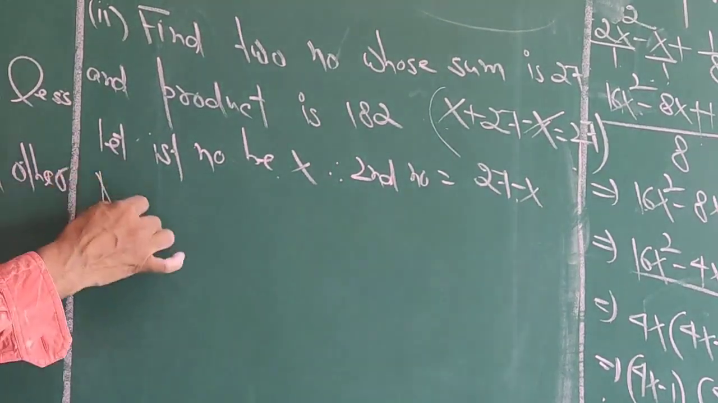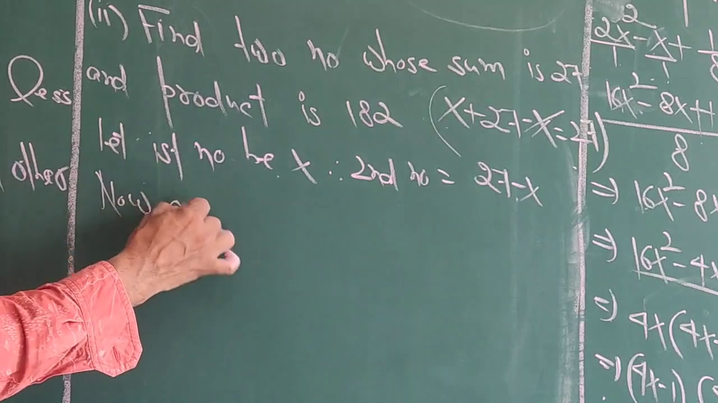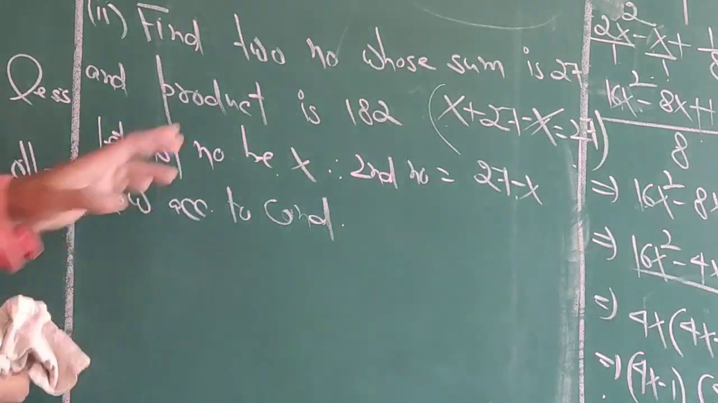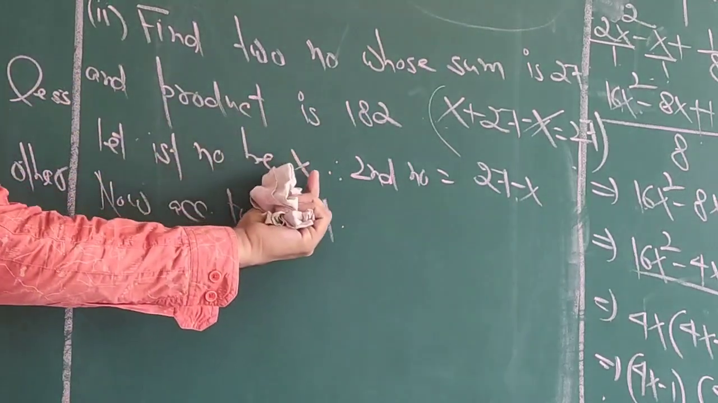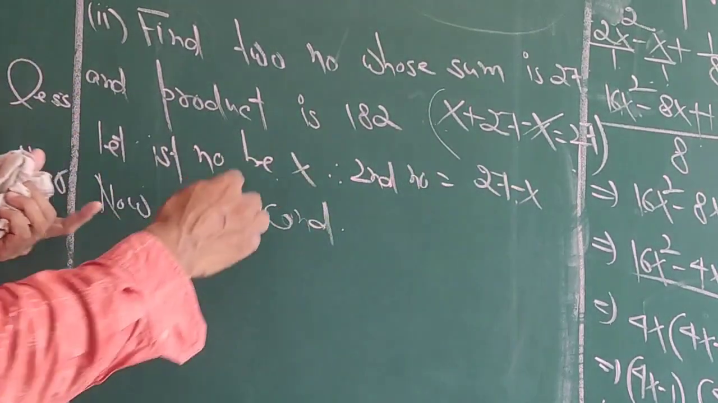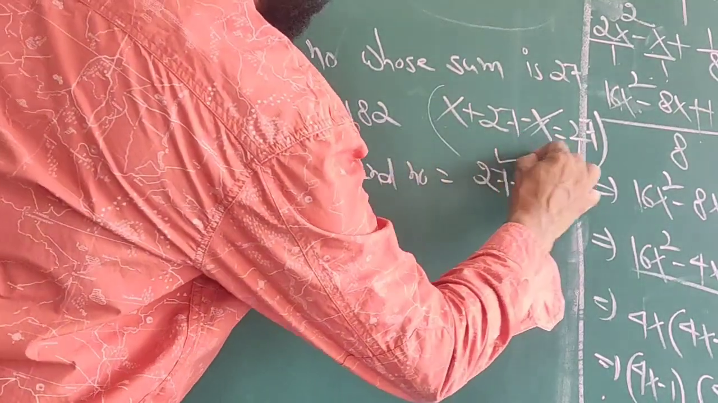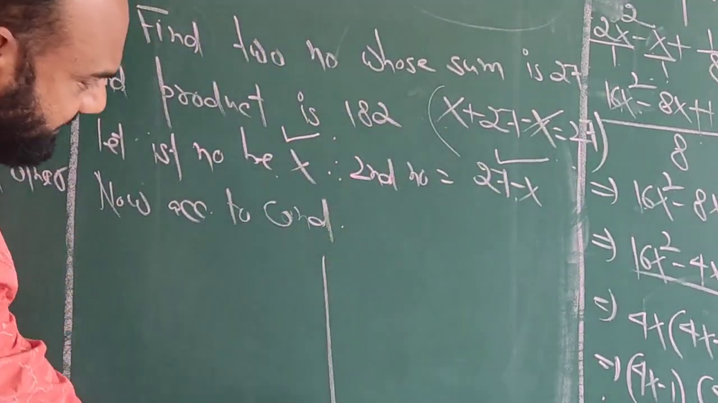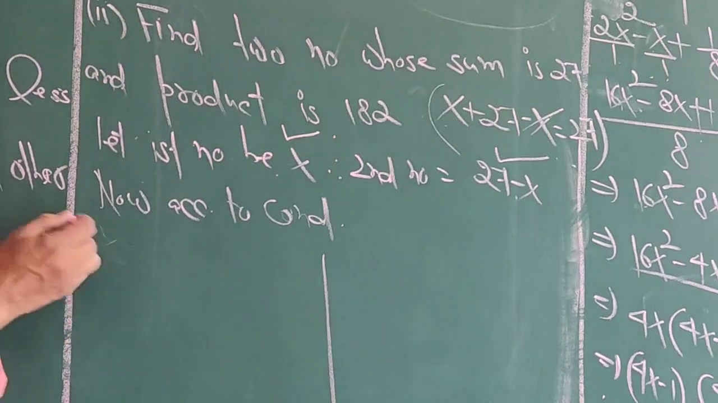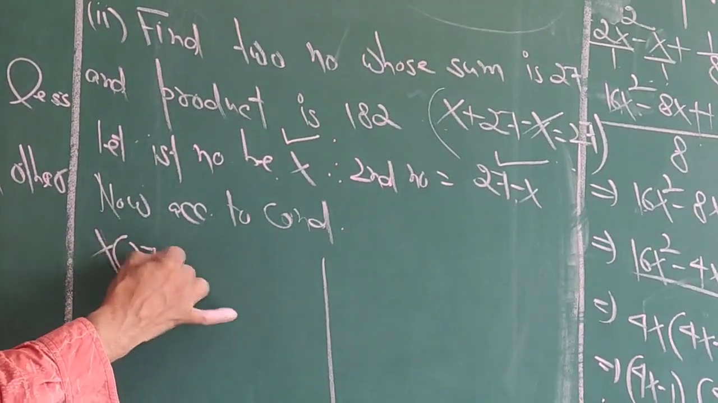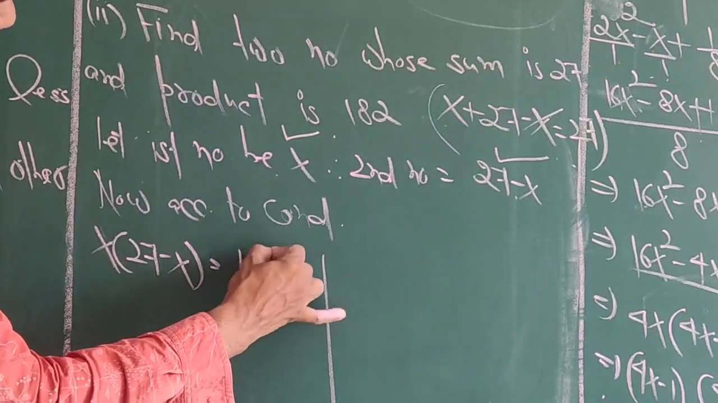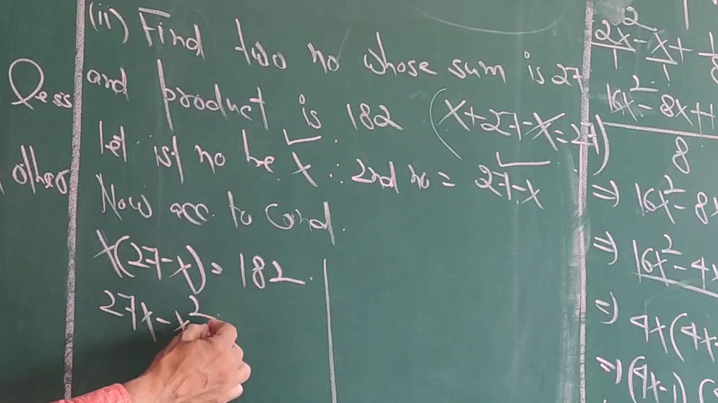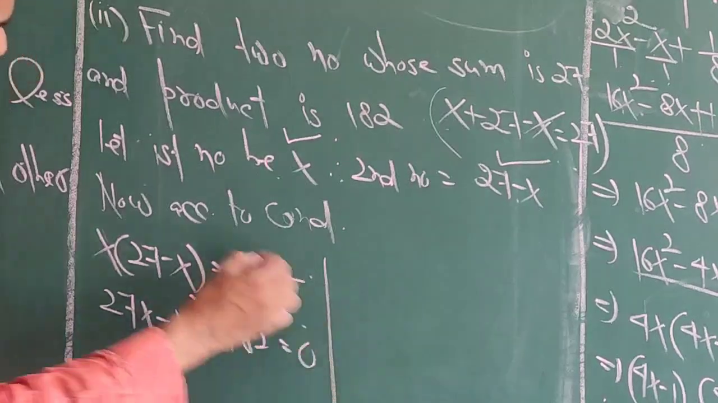Now according to the condition, the condition given is that the product is 182. So x multiplied by 27 minus x, because this is the first number and this is the second number, and its product is 182, means x multiplied by 27 minus x is equal to 182. So this is 27x minus x square minus 182 equal to 0.